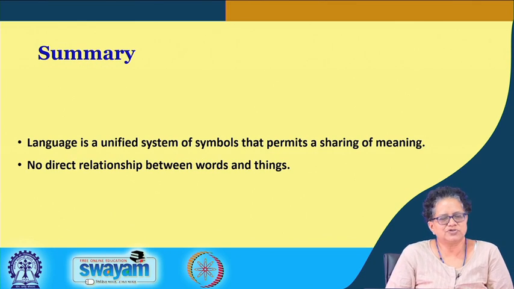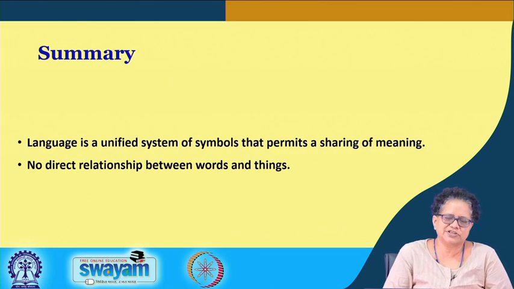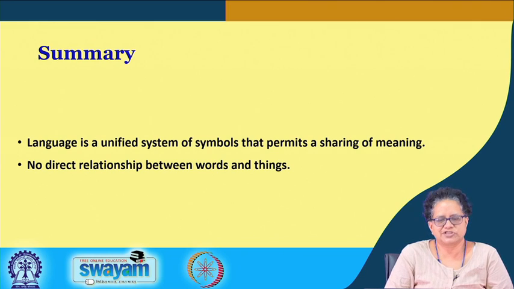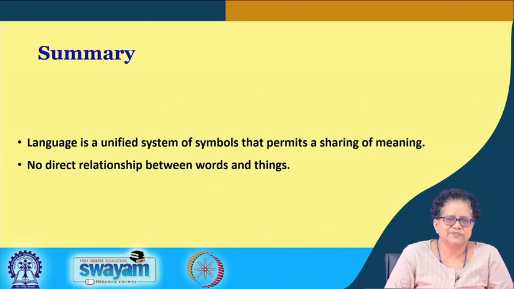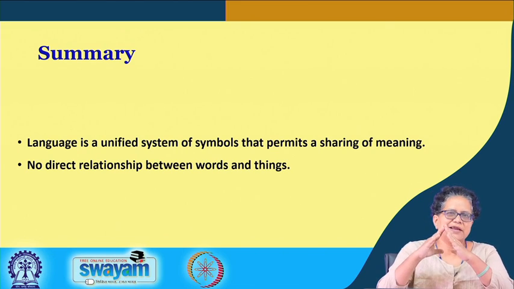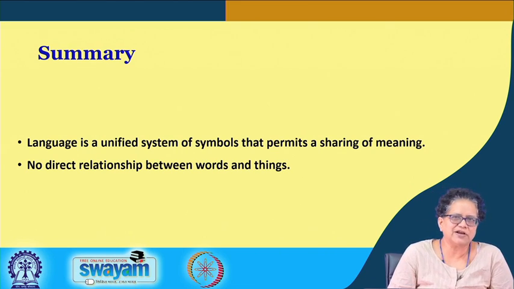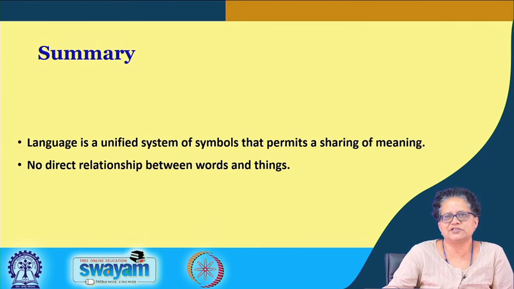We continue further. So, language is a unified system of symbols that permits sharing of meaning, and there is no direct relationship between words and things, as we have said in our lecture yesterday. Words and things are related by thought. I am talking about the triangle of meaning by Ogden and Richards.